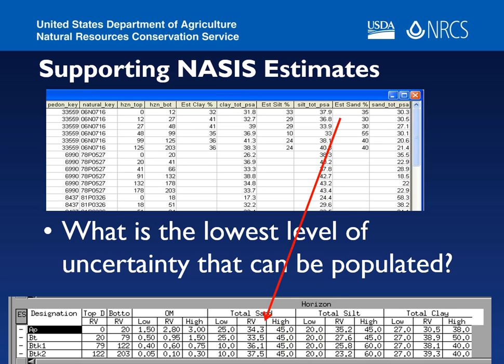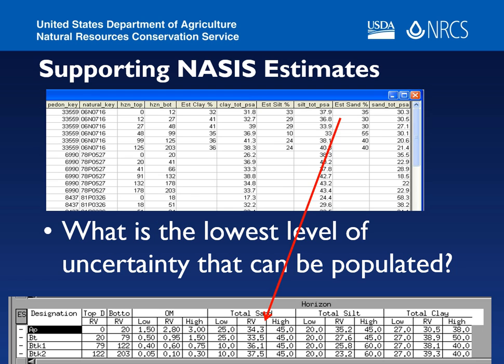And of course, you're going to do a lot of analysis here, and you're going to make a lot of guesses as far as some of the missing data. But the point here is you're going to analyze many of these properties together. You're going to come up with an average of your estimated silts and estimated clays, and you're going to come up with an average of the silt total PSA and the clay total PSA. But when it's all said and done, you have to take the lowest level of uncertainty when you populate.